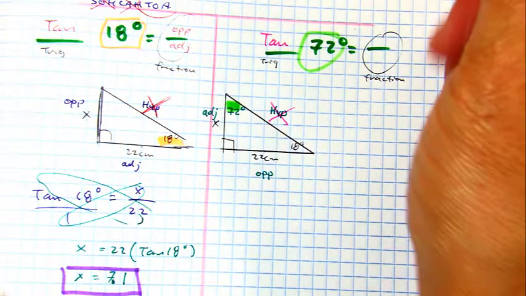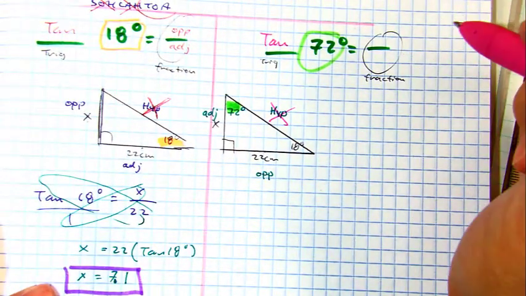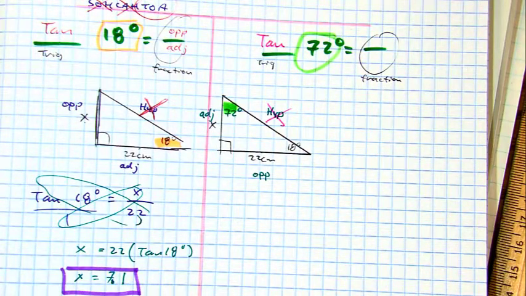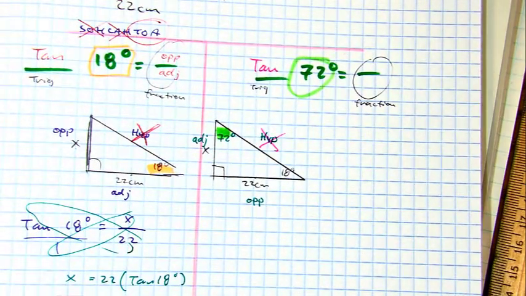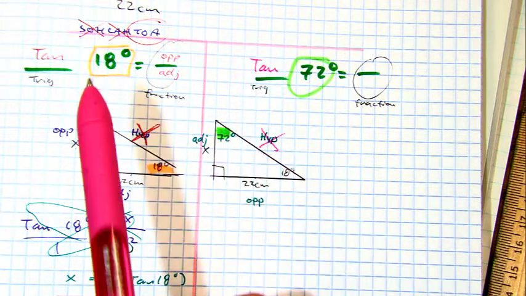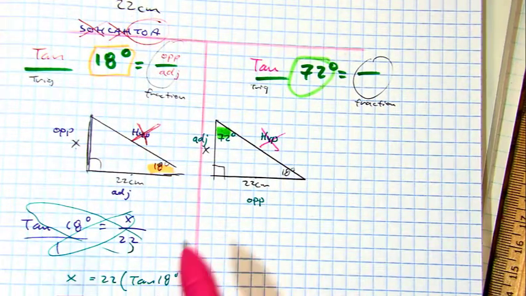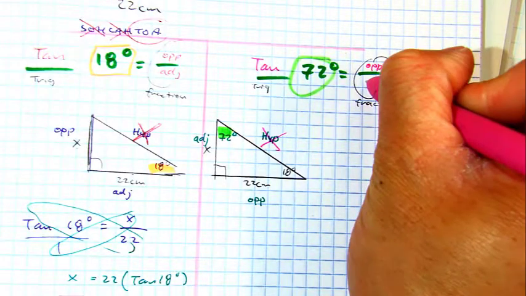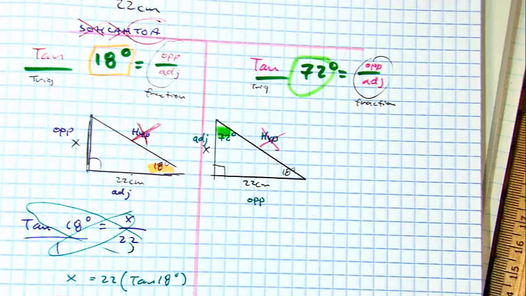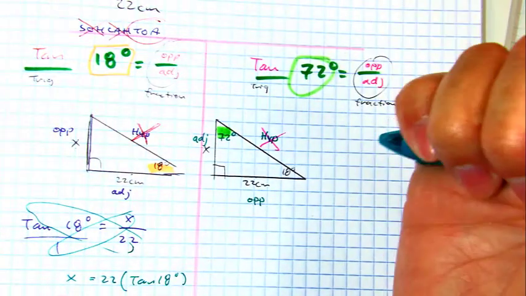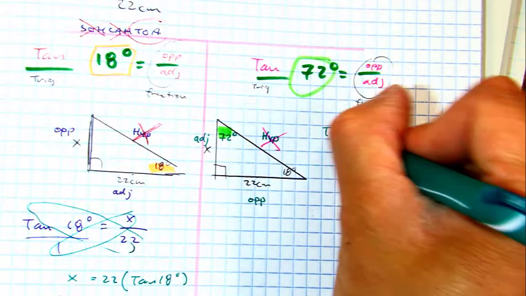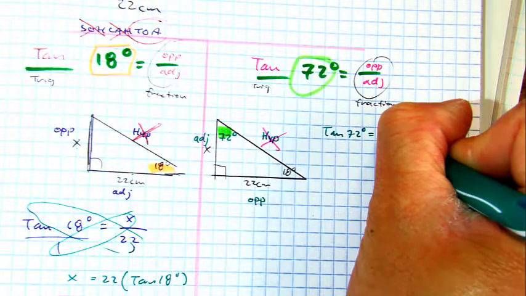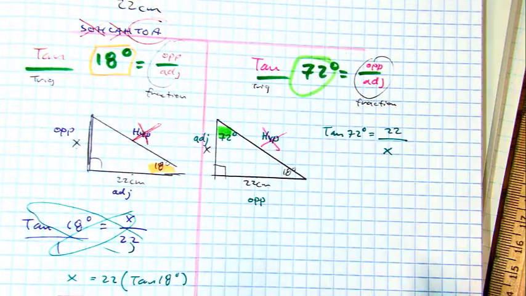Okay, let's do it together. You can look at your SOHCAHTOA phrase. So, opposite over adjacent. And then what is your opposite side based on your picture now? 22. And your adjacent? X. Good job.